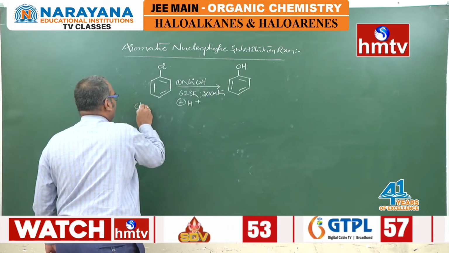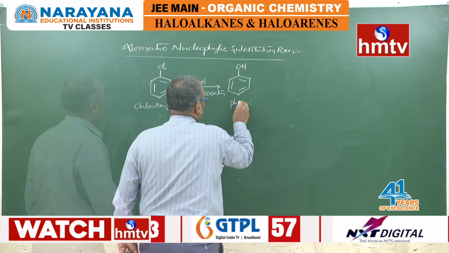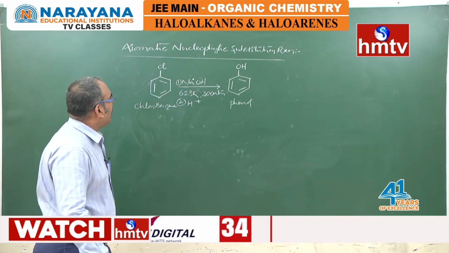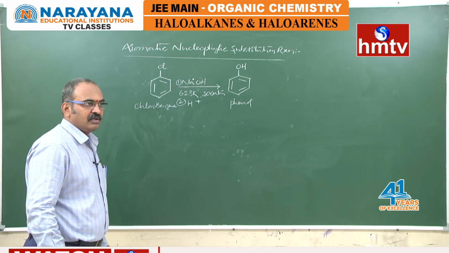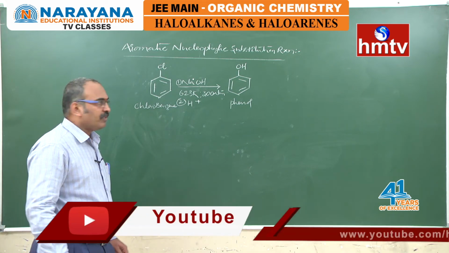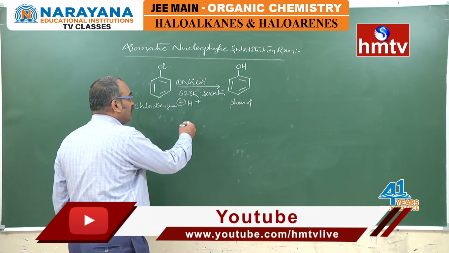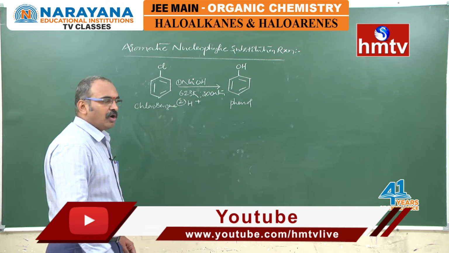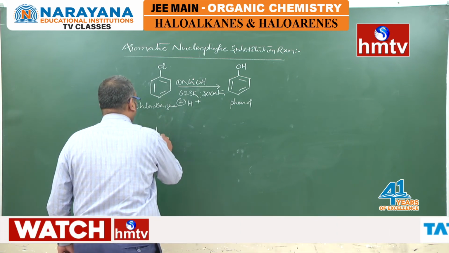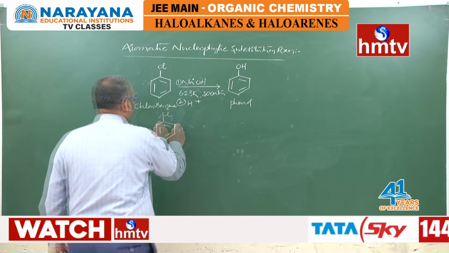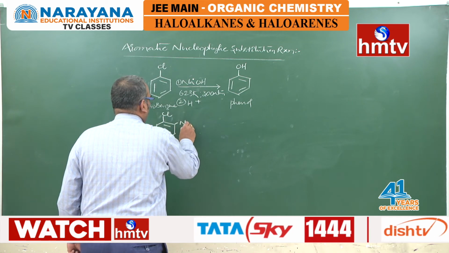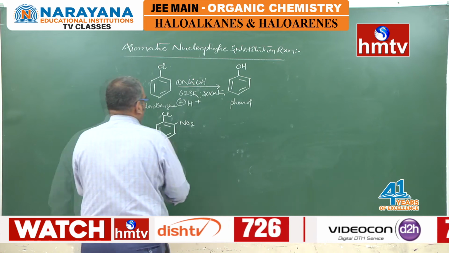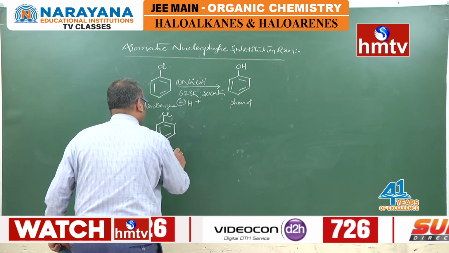This is chlorobenzene, this is phenol. Now this SNAr reaction, that is aromatic nucleophilic substitution reaction, conditions can be eased up by introducing one or more electron withdrawing groups at ortho and para positions of the benzene ring. Suppose you take ortho nitrochlorobenzene, or you take para nitrochlorobenzene.